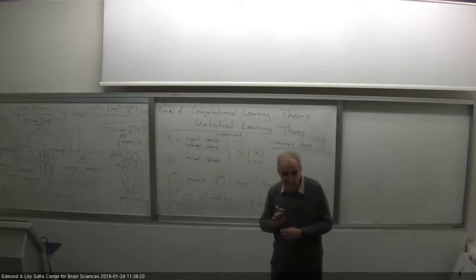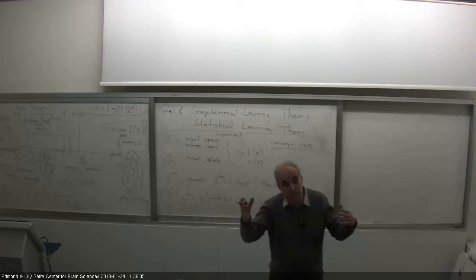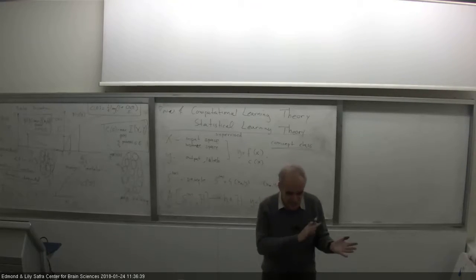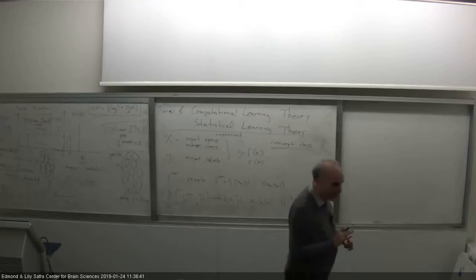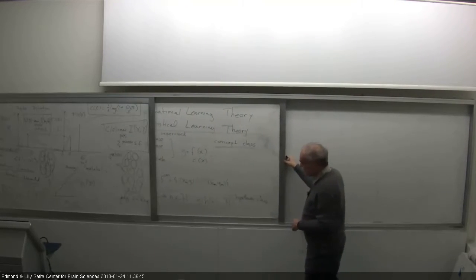Yeah, so H is all the functions this algorithm can generate. It's a function of the algorithm. And C is all the functions that I may try to learn. First I need to make some assumptions about C as well, but these are usually not under my control.